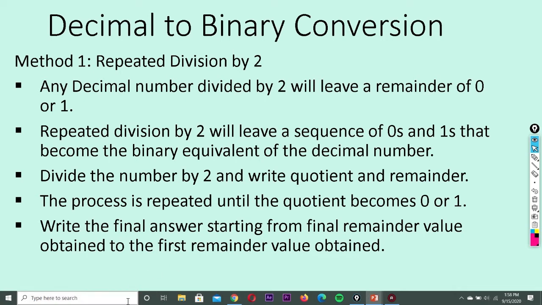After getting 0 or 1 we have to stop the process, and we write the final answer starting from the final remainder value obtained to the first remainder value. So from the last remainder to the first remainder we have to copy. That will become the answer for the decimal number. Now we will see the example, you will understand easily.